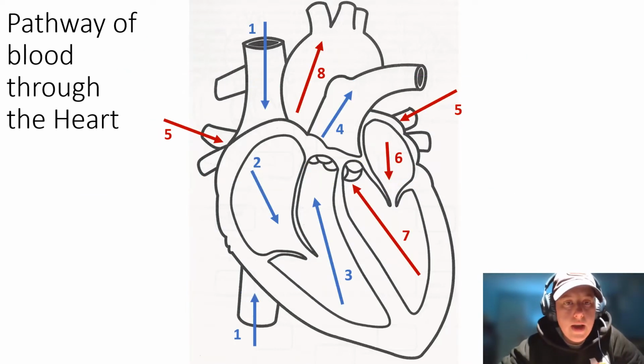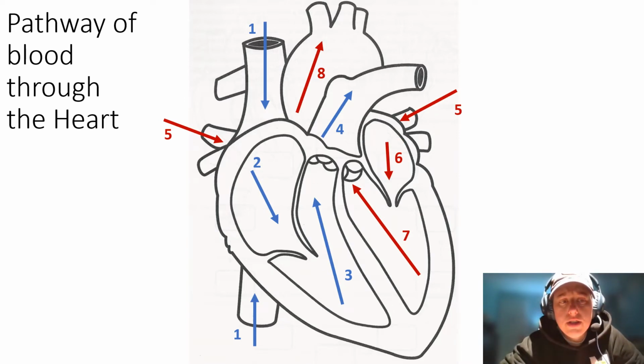So if we're looking at the pathway of blood through the heart, it goes in through the vena cavas, goes into the right atrium, right ventricle, then the pulmonary artery, gets oxygenated, comes back to the heart via the pulmonary vein, left atrium, left ventricle, and the aorta.